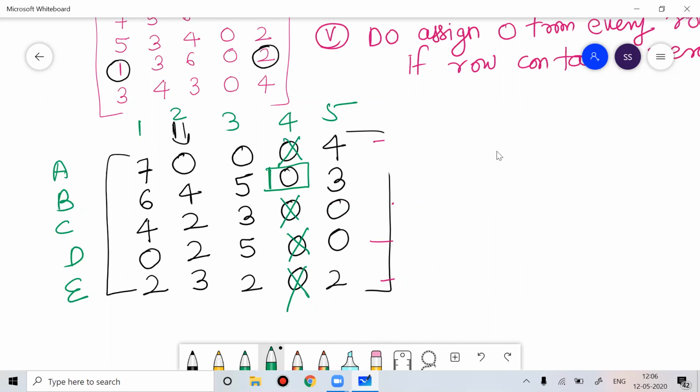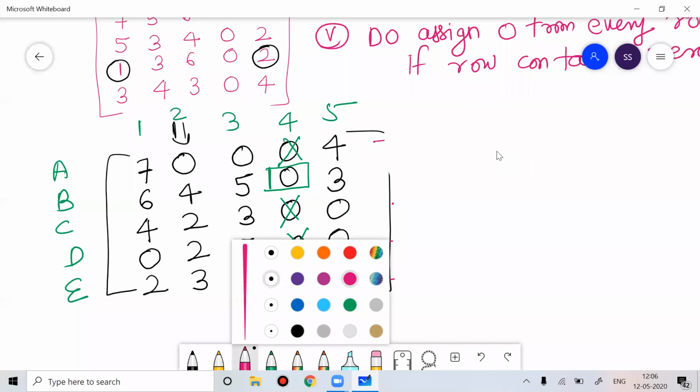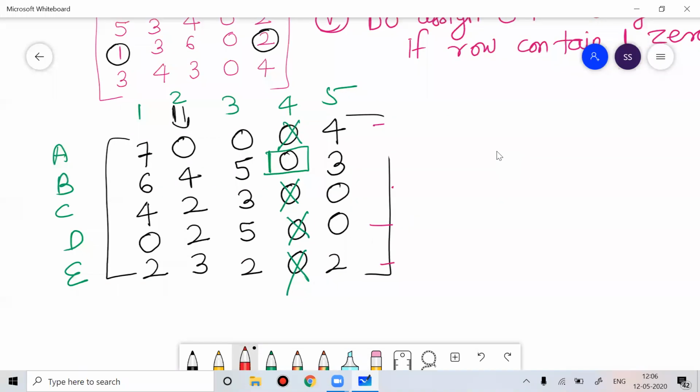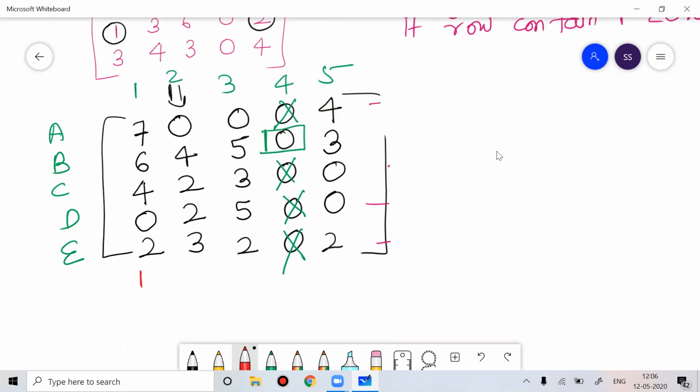Now if you see the columns, column 1 has only 1 zero. If you see column 2, it has again 1 zero. Column 3 has again 1 zero. Column 4 too. Column 5 has 2 zeros. Now we have done row wise, and the same work we'll do column wise. When we do it column wise, we'll give preference to that column which has 1 zero. Any column which has more than 1 zero, you don't do assignment to it.